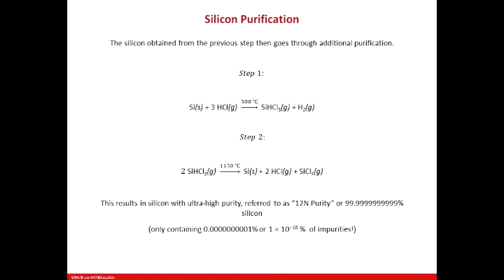The bottom line is we use an oxidation and reduction process to get us to hyperpure silicon, which we call 12N purity. You must hang on to that 12N purity. That is critical. 12N purity silicon is what we use in your cell phones. Okay?